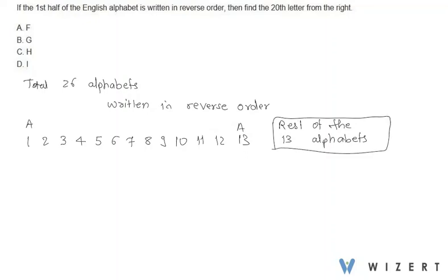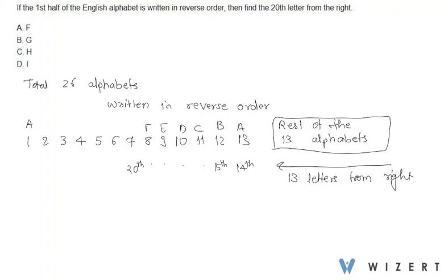Now it is asked which is the 20th letter from the right. Now here are 13 letters from the right. So this one will be 14th, 15th, 16th, 17th, 18th, 19th and 20th letter will be over here. Let's see. A, B, C, D, E, F, G. So from this we can say that G is the 20th letter from the right side. So the answer is option B.